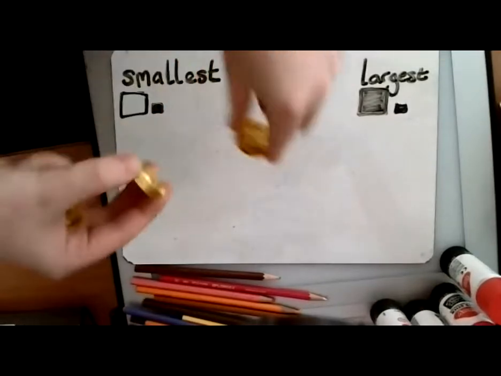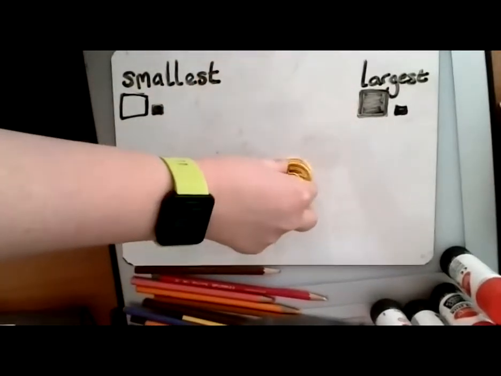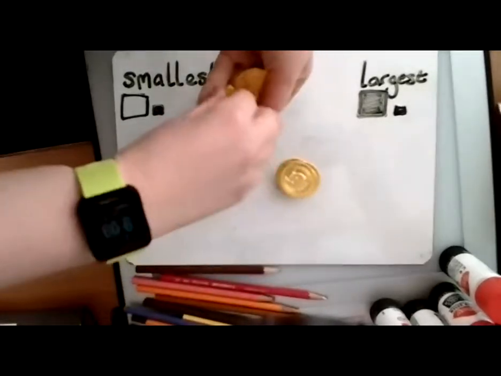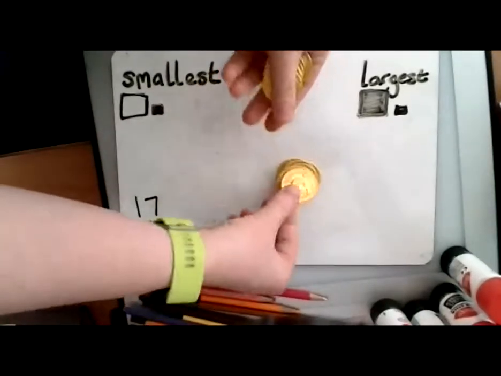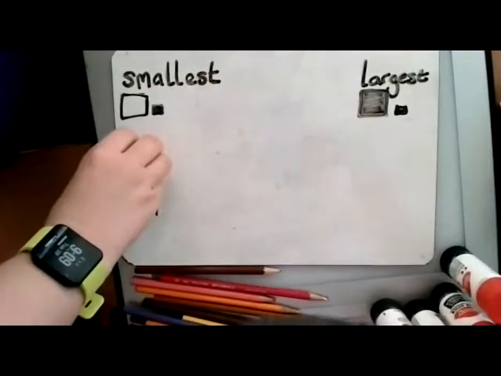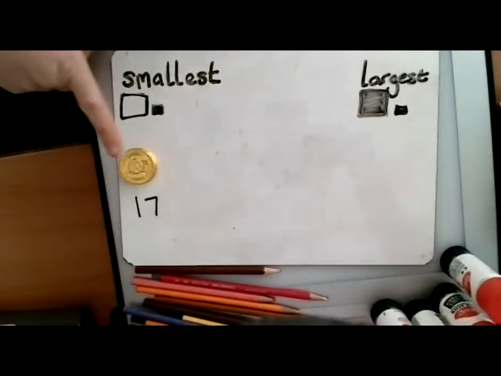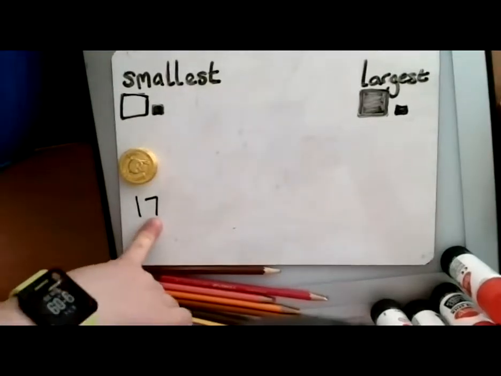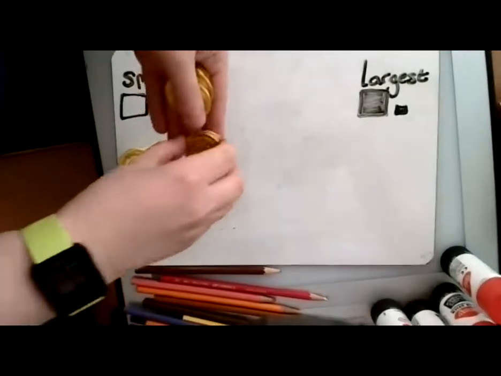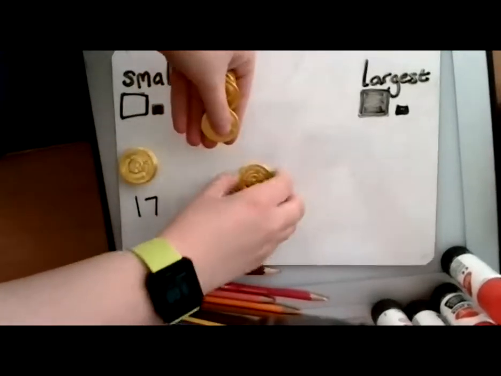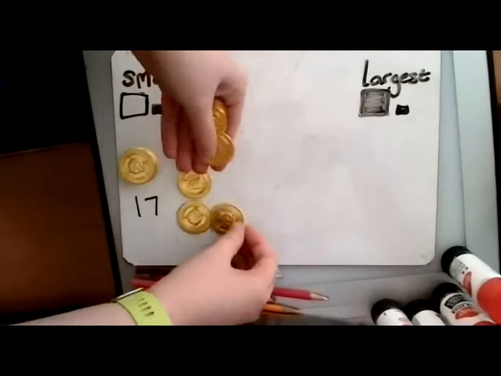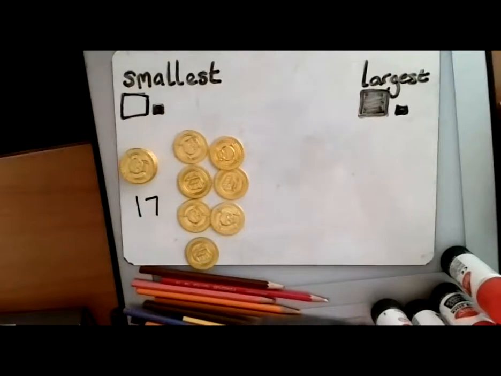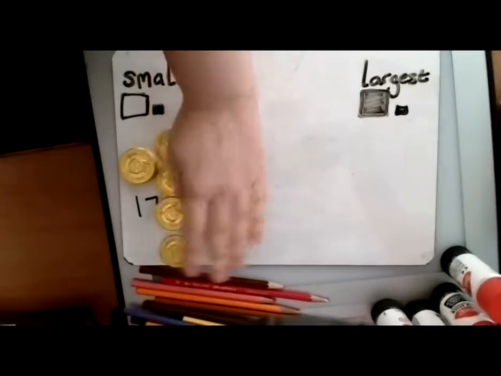So if I count out 10 1s, 1, 2, 3, 4, 5, 6, 7, 8, 9, 10. I have 1 10, which is the same as 10 1s. So that is 1 10 because I've counted out 10 1s, and then I should have how many 1s left over? 7 1s. 1, 2, 3, 4, 5, 6, 7 1s. So I've got 1 10 and 7 1s make 17 gold coins.